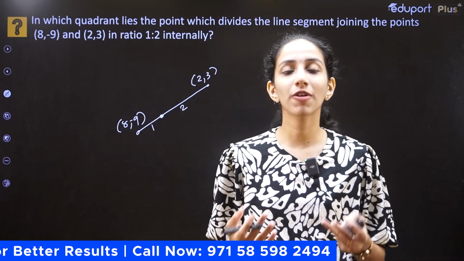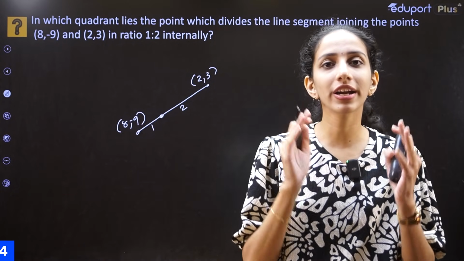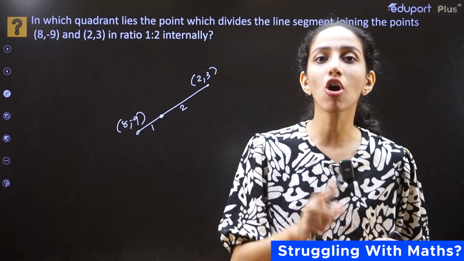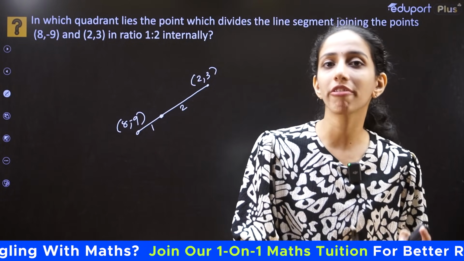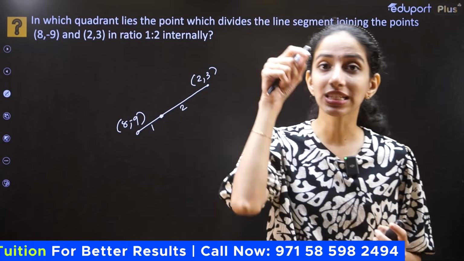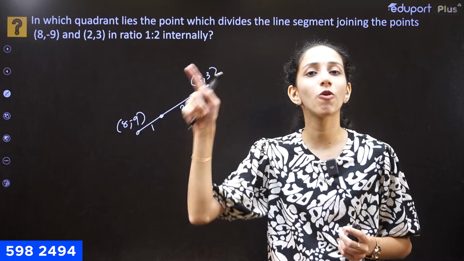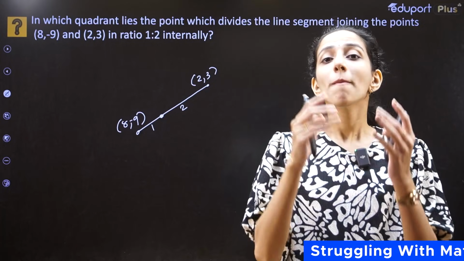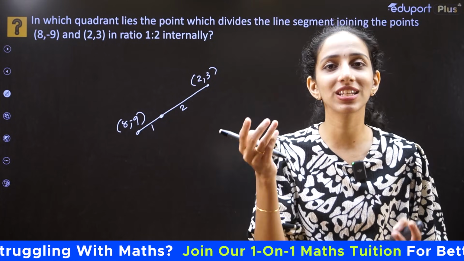How will you identify in which quadrant that point lies? We already discussed that in our first slide. If the point is in the first quadrant, the x coordinate and y coordinate will be positive, and if the point is in the second quadrant, the x coordinate will be negative and the y coordinate will be positive. If the point is in the third quadrant, both coordinates will be negative, and if it is in the fourth quadrant, the x coordinate will be positive and the y coordinate will be negative. So by finding that point, it is very easy to check in which quadrant it lies.